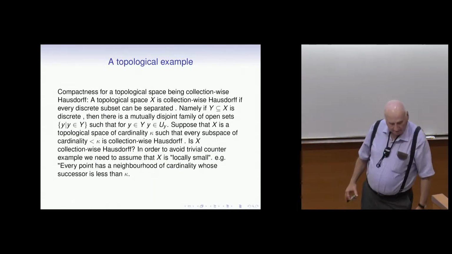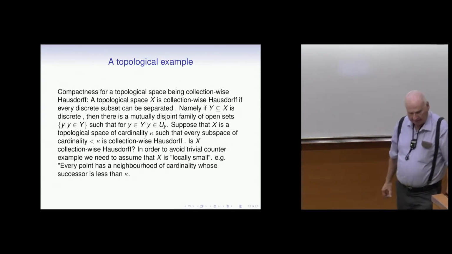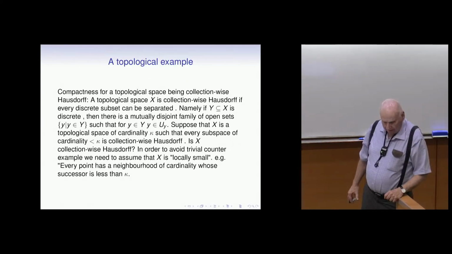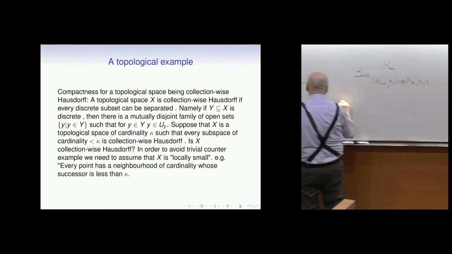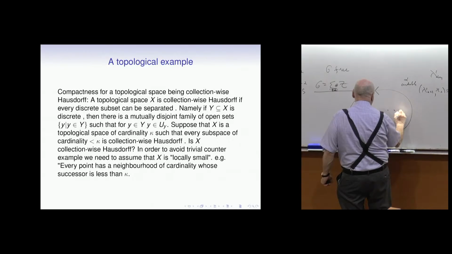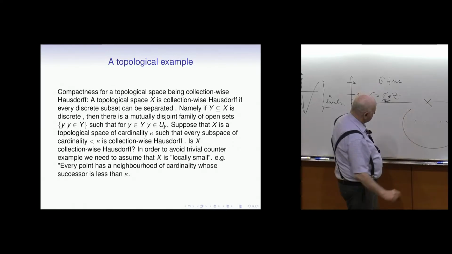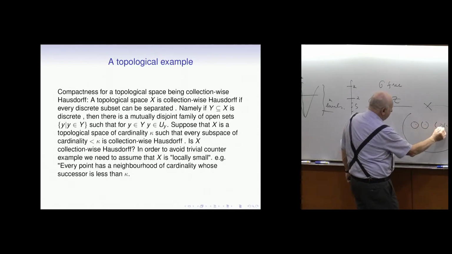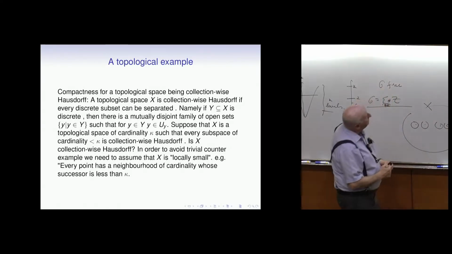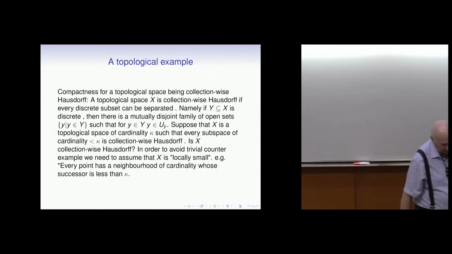Okay, now a topological example. You have the notion of a topological space being collection-wise Hausdorff. Collection-wise Hausdorff means that, in the space X, you have a discrete set of points. No point is a limit point of the set except, of course, the points themselves. And you want to separate it. Collection-wise Hausdorff means that you can find open sets around each of the points which are mutually disjoint. This is, for instance, a necessary condition for the space being metric.